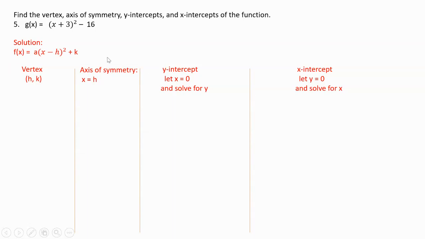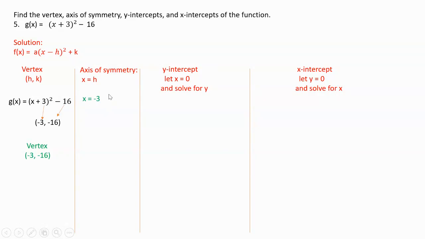Okay, so this is how we find each one of these that they're asking for: the vertex, axis of symmetry, y-intercept, and x-intercept. So let's start with the vertex. The vertex is visual. Like I said, just by observing the function, you should be able to get the answer. So my vertex is going to be -3, -16. When you find the vertex, you also found the axis of symmetry, because x equals h. My h is -3, so it's going to be x equals -3.